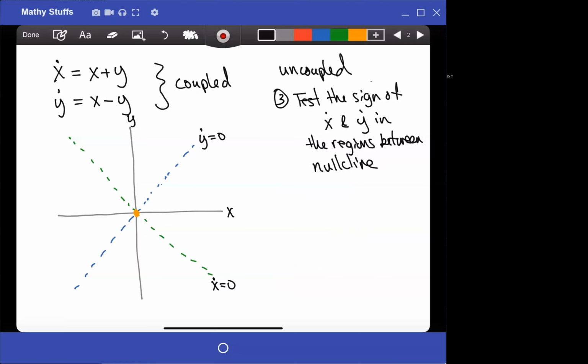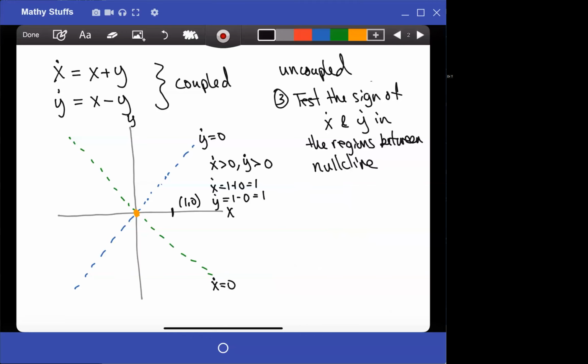So what do I mean by this? Let's take a point out here. So I'm taking the point 1, 0 in the plane, and I'm going to plug that into my system, and I'm going to get x dot equals 1 plus 0, and I'm going to get y dot equals 1 minus 0, which is 1. And that means at that point, x dot is positive. So let's summarize that here. So x dot is positive and y dot is positive.